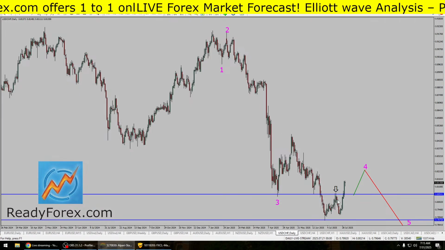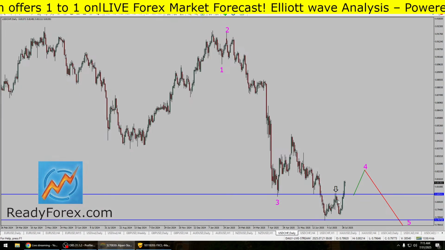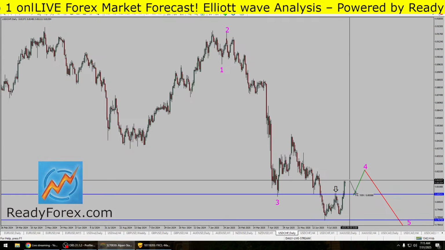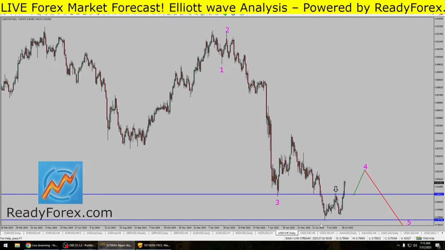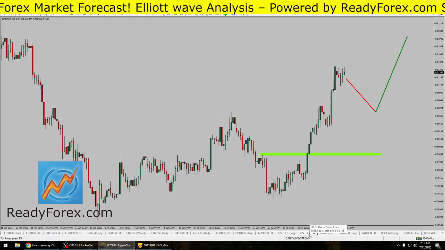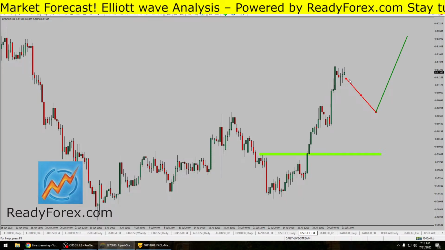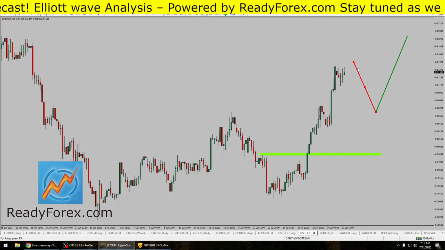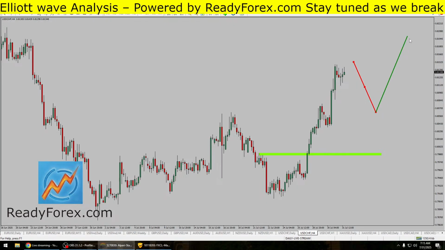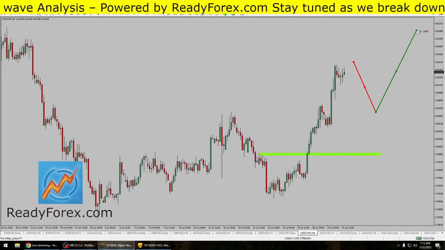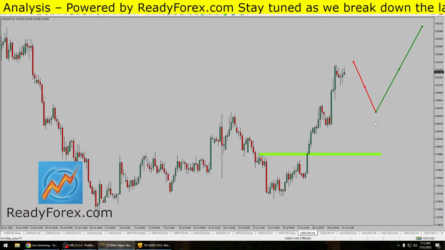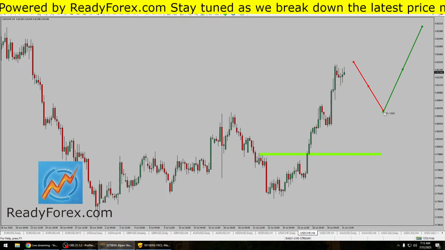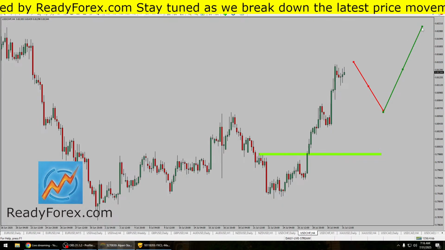So US dollar Swiss franc. Now, on the daily time frame of USD Swiss franc, price action rallied up nicely. I'm looking for some sort of a pullback. We might not get a pullback today. So the way I see it, the market is probably going to rise up more than expected, drop, and then it's going to rise up even further. So my forecast is bullish overall inside US dollar Swiss franc.